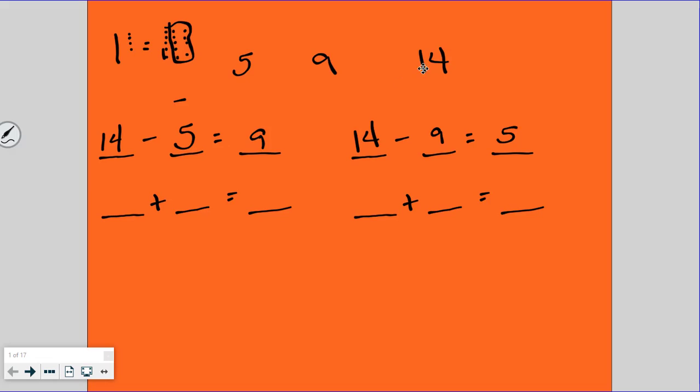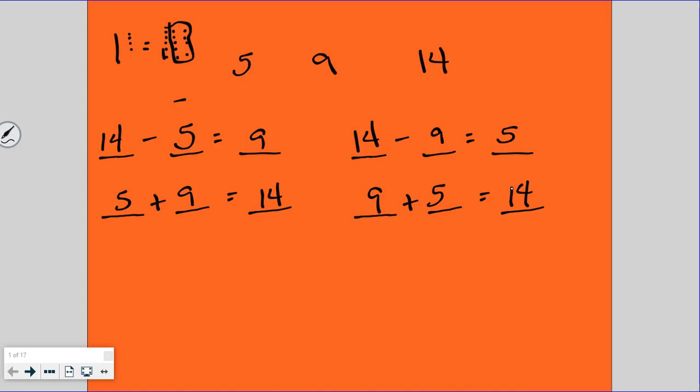So I'm using the 3 numbers like Mr. Gentry asked you to do. And then we're going to go down here and we're going to come up with related addition facts. So I could do 5 plus 9 equals 14. And I could switch the numbers around and I could do 9 plus 5 also equals 14, doesn't it? All right, let's try another one.